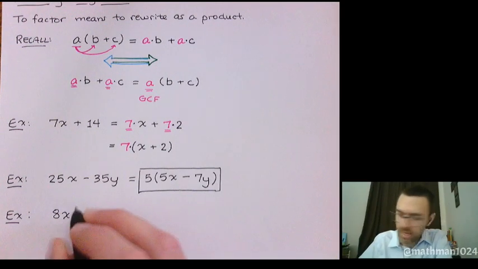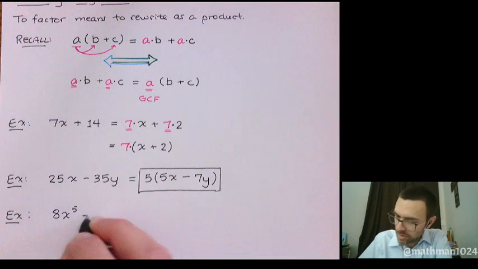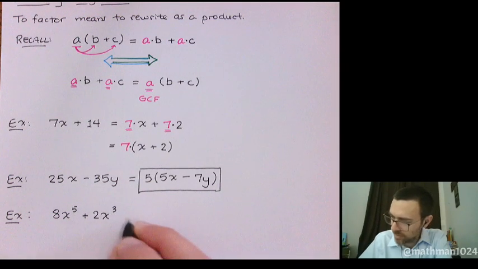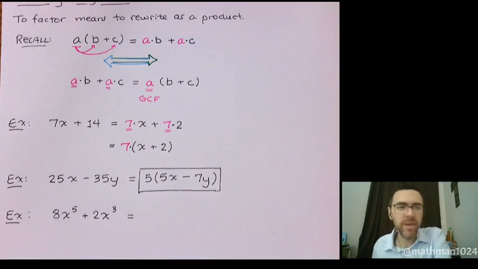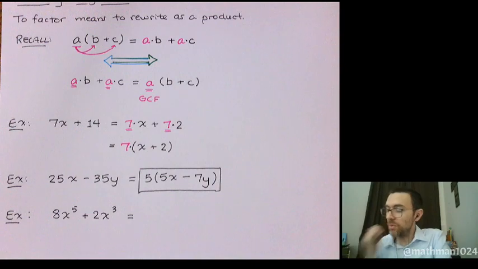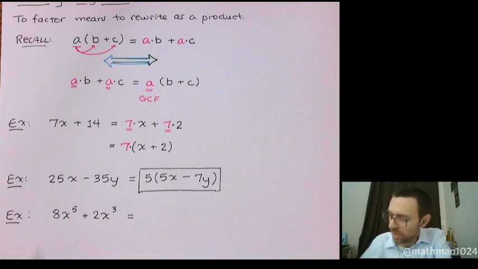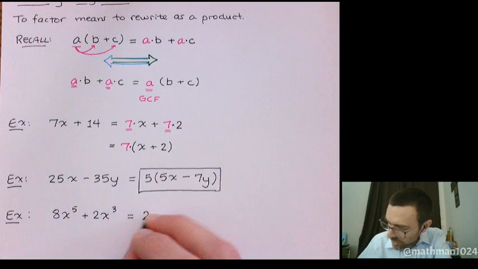If I take 8x to the 5th plus 2x to the 3rd, and I want to identify the common factor here. If I look at the coefficients, 8 and 2, we see that there is something that these guys have in common. They both contain a factor of 2. So I can factor out a 2.